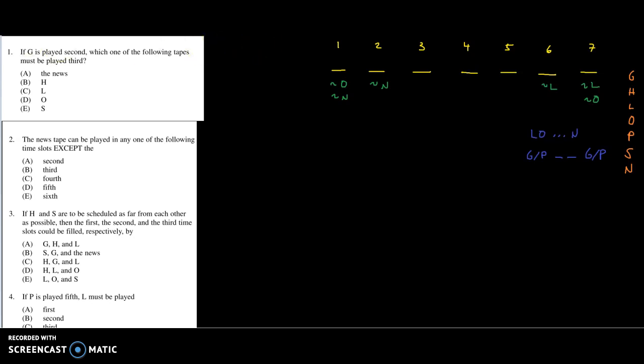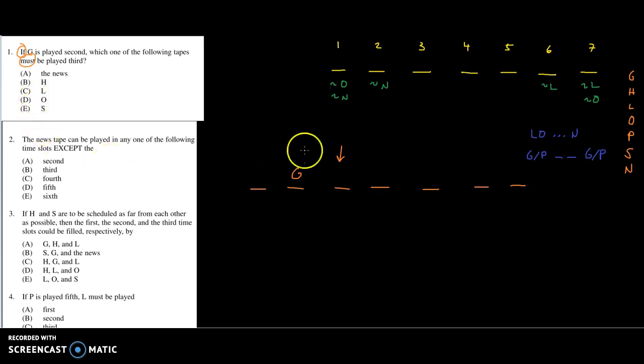Now, the first question says, "If." That is indicating to us, let's not tamper with our master sketch, but we want to replay the scenario with that condition added. So let's see, 3, 4, 5, 6, 7. It says if we put G on second, all right, so G has to go right here. Which of the following tapes must be in the third space? We're looking for what has to go right here.